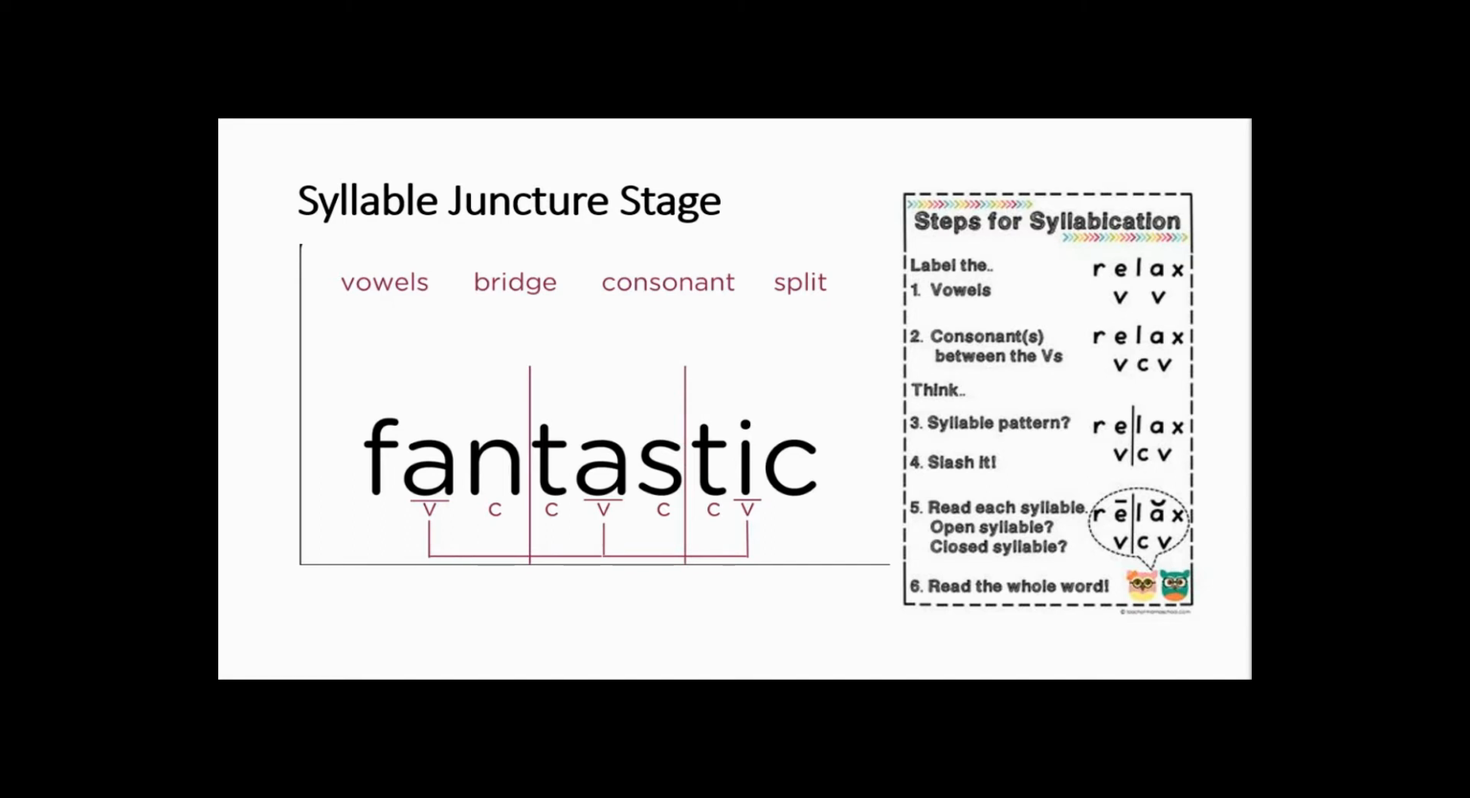All right, now we're going to label our syllable types. These are closed syllables because the consonant stops the vowel from saying its name. So if you remember from the training, these are 3 closed syllables, and we label that with CL for closed. Last step is we're going to read all together.